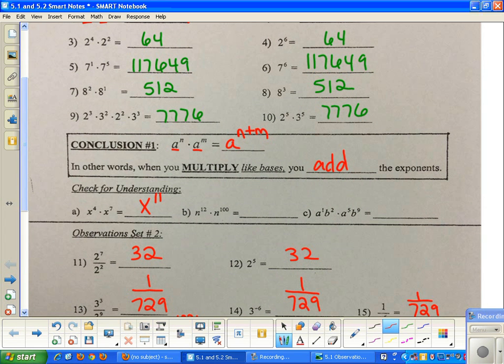Now n to the 12th times n to the 100th, same thing, so that would be n to the 12 plus 100, which is n to the 112th power. For this one, we have like bases with the a, so add the exponents. 5 plus 1 is 6, so that would be a to the 6th. And then we have b and b, so we can add those exponents together. 9 plus 2 gives me 11, so b to the 11th.